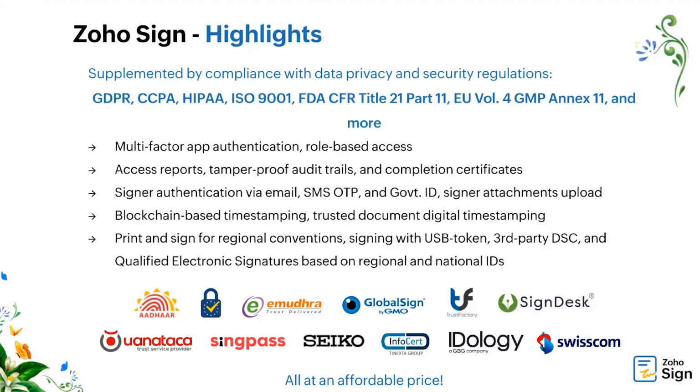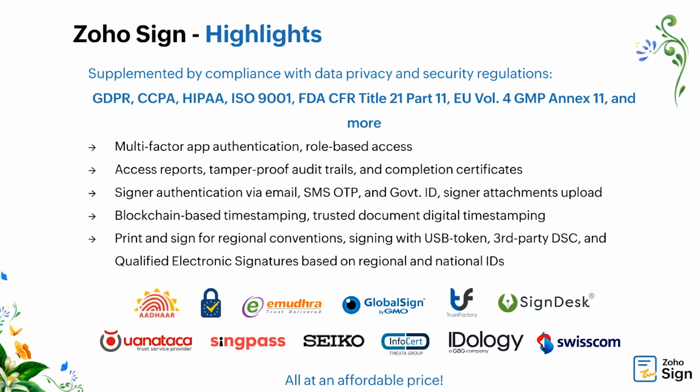Zoho Sign goes the extra mile in compliance with strict data privacy and security regulations like GDPR, CCPA, HIPAA, ISO 9001, United States FDA CFR Title 21 Part 11, EU Volume 4 GMP Annex 11, and more. It ensures that your sensitive information is always safeguarded. In addition to meeting compliance requirements, Zoho Sign boasts a suite of advanced security features. These include multi-factor authentication, access reports, tamper-proof audit trails, and digital certificates, all aimed at preserving the integrity of your data.